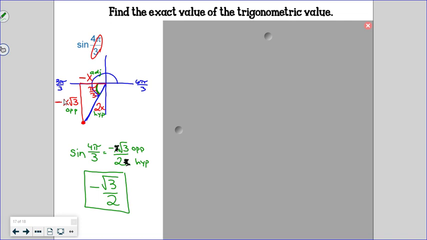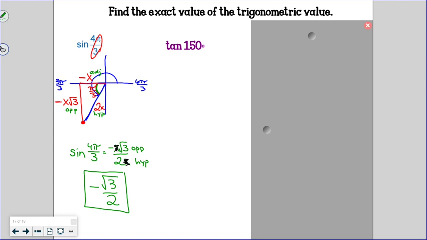Questions? Okay, let's try another one. Tangent of 150 degrees. Draw me the angle, find the reference angle. That's where we are always going to start this. Draw the angle, find the reference angle, and then we'll create our special right triangle around that.